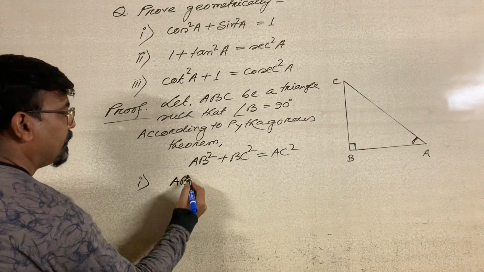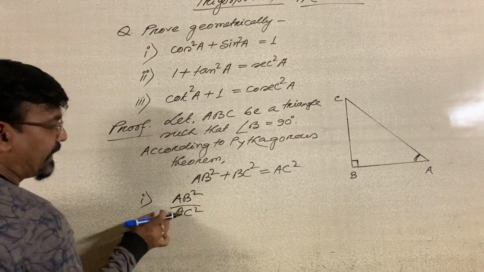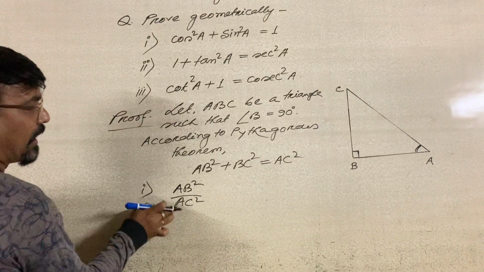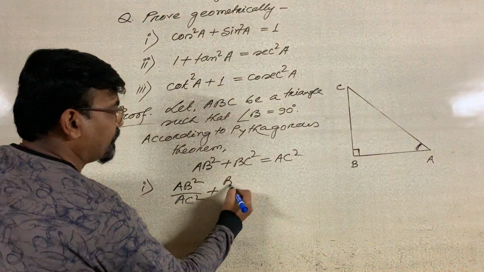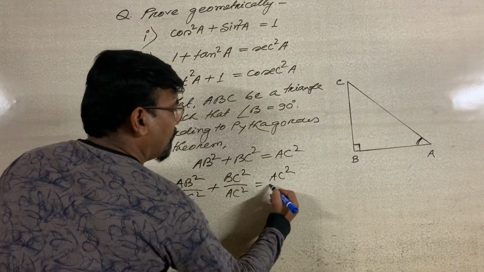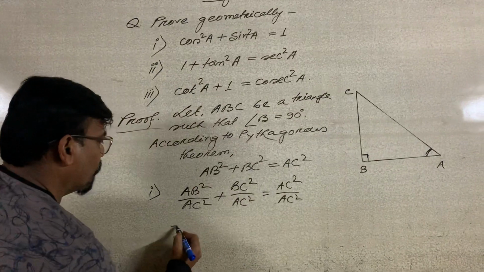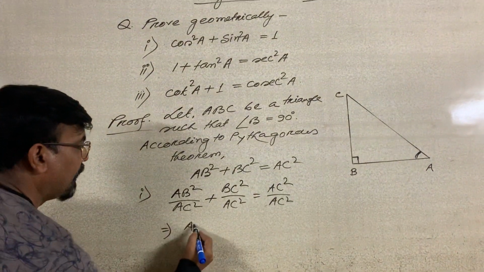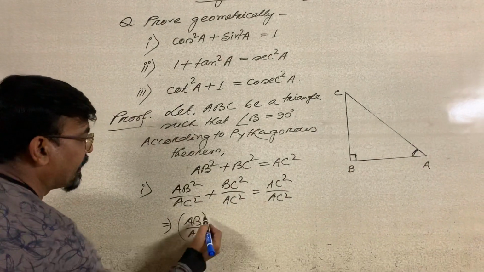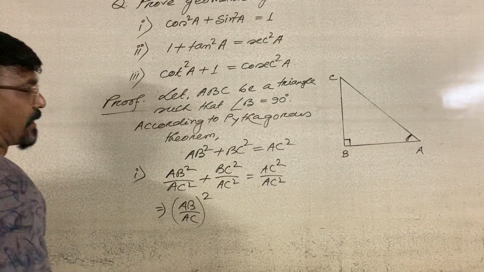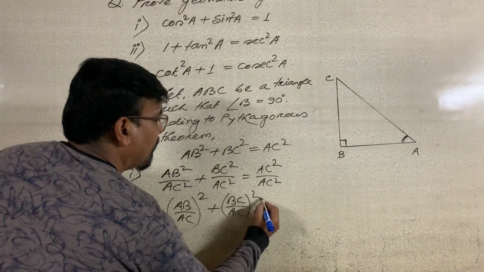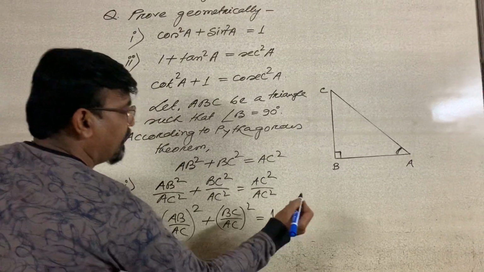AB square divided by AC square. Why have we divided this AB square by AC square? Just to get cos. Cos means base by hypotenuse. Plus BC square divided by AC square is equal to AC square by AC square. Now, AB by AC, both are square. So keeping this within brackets, we write AB by AC whole square plus BC by AC whole square, and then AC square by AC square cancels out to 1.